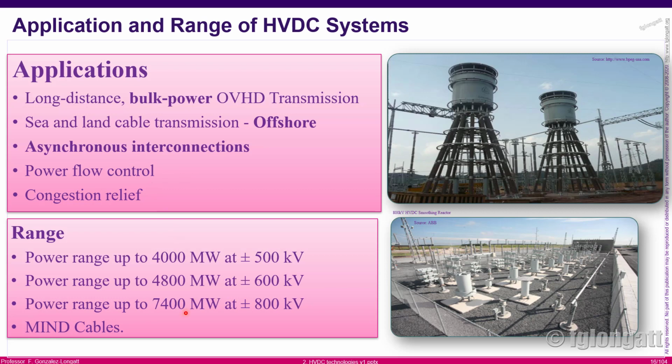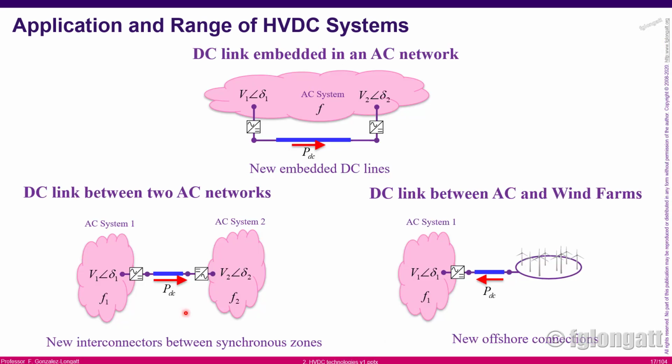And there are many ranges of powers and voltages that we can use for HVDC systems, okay? We can use 500 kV, 600, 800, and right now there are also installations above 1100 kV, okay? Here I have a graphical representation of the three basic or most used ranges of applications of HVDC, okay?